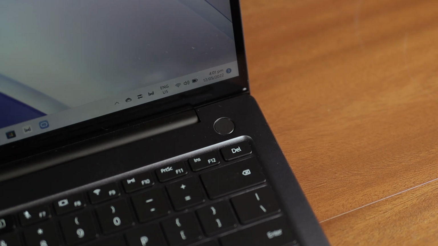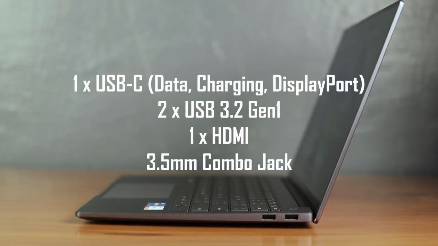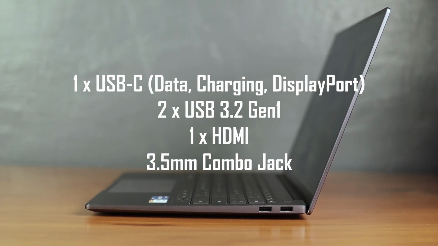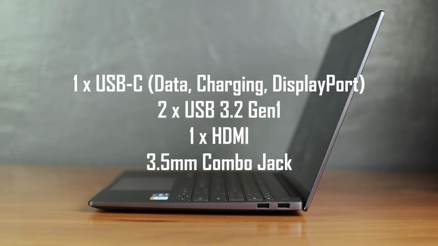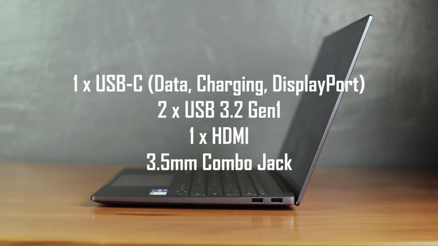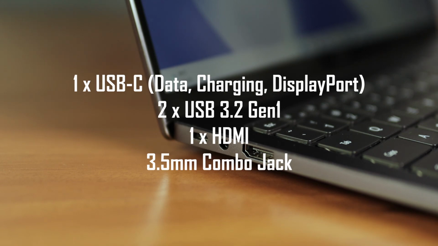The device also features a backlit keyboard, a touchpad with multi-touch, and a power button that acts as a fingerprint reader. You get one USB-C port, which can also be used as a display port for data transfer and for charging, two USB 3.2 Gen 1 ports for devices like a mouse or an external storage, an HDMI port for connecting to an external display, and a 3.5mm combo jack.